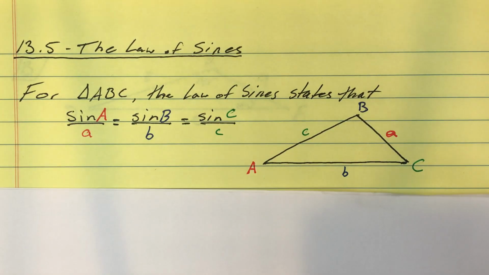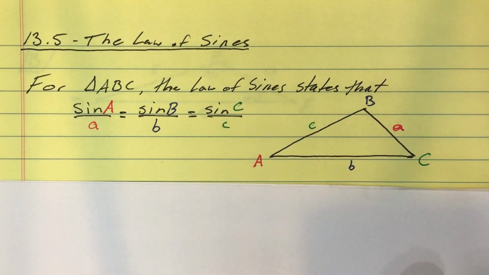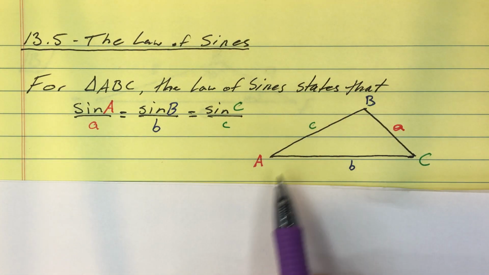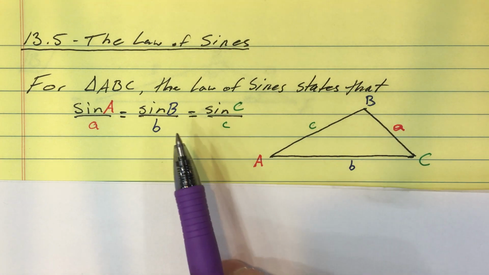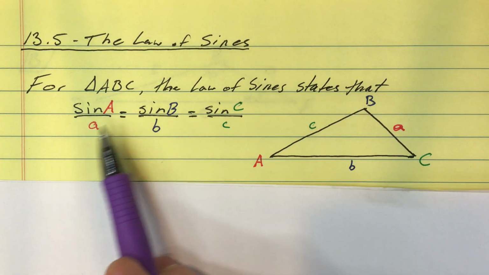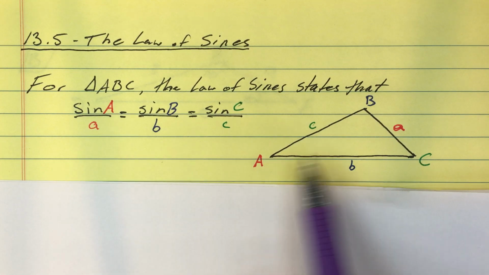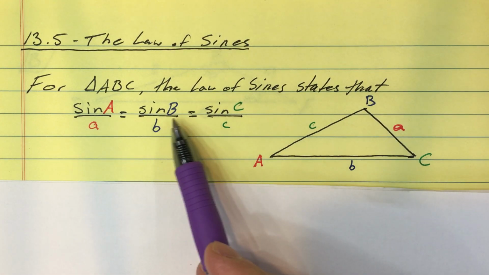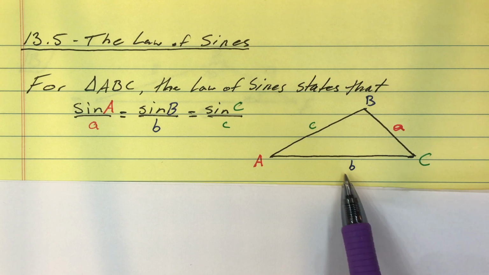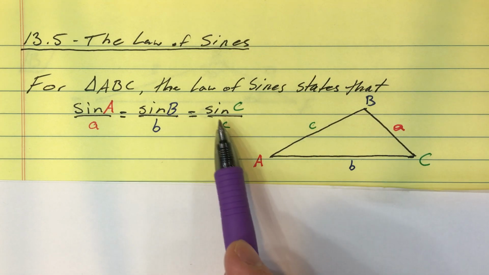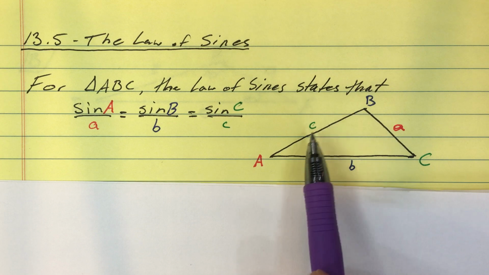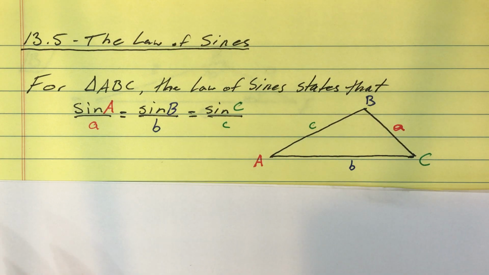So this is going to be useful when we're trying to solve triangles that are not right triangles. The law of sines applies to any triangle. It says if you have the triangle with vertices A, B, and C, the law of sines states that sine of angle A over side A is equal to sine of angle B over side B, and that's equal to sine of angle C over side C. So that ratio is the same for all three sides.